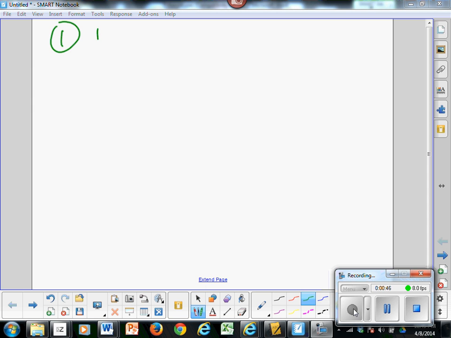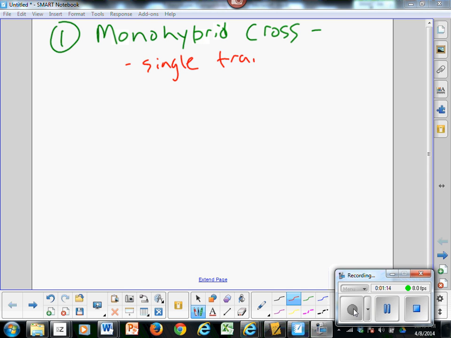The first type of Punnett square is called a monohybrid cross. There's 6 Punnett squares that we've done. That's why I think it's important to come back and just briefly spend 10 or 15 minutes making sure we understand the difference between all 6 of them. So a monohybrid cross is a single trait. That's what the word mono means.